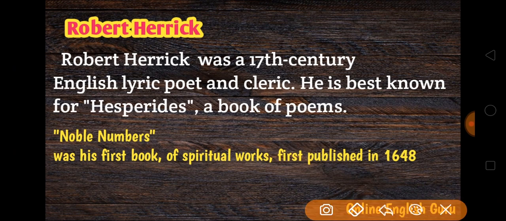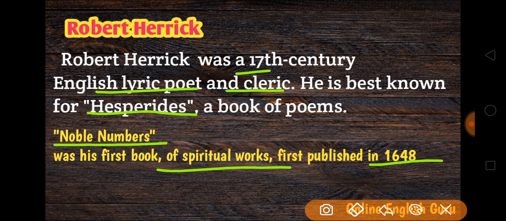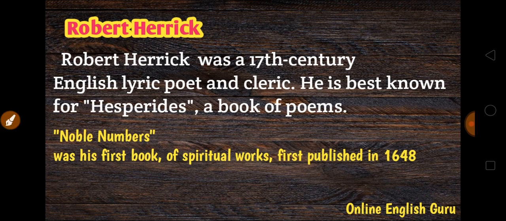Then let us know about Robert Herrick. Robert Herrick was a 17th century English poet. He was a lyric poet and a cleric. He is best known for his book of poems, which is known as Hesperides, and his other famous book, Noble Numbers, which was published in 1648. It is about spiritual works. It was his first book of poems.